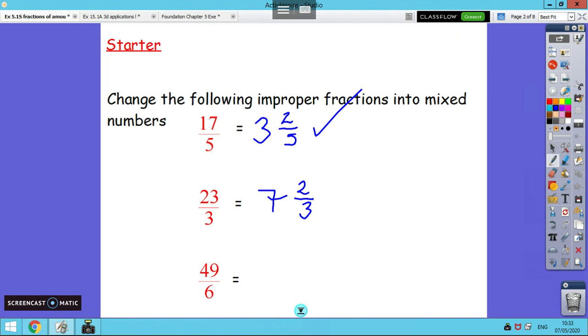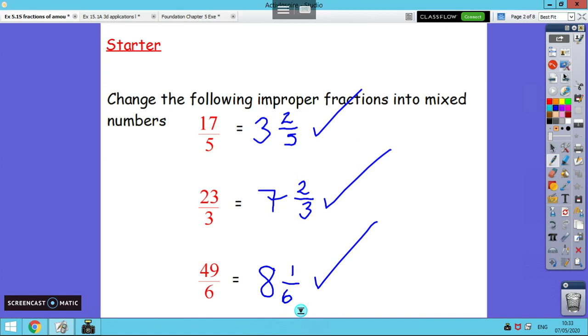Last one, 49 over 6. How many 6s go into 49? Well, I might have to do my 6 times table until I get there. So 6, 12, 18, 24, 30, 36, 42, 48. Now, I think that's going to be the limit, isn't it? 48. We can't go any higher. So that was 8 times. 48 up to 49 is a remainder of 1. And then we've got a denominator of 6, so 8 and a 6th. Okay, so give yourself a mark out of 3 for those questions. And then we shall get going.